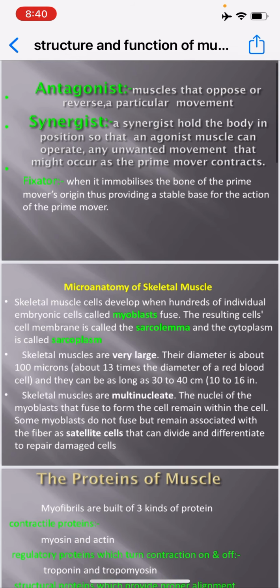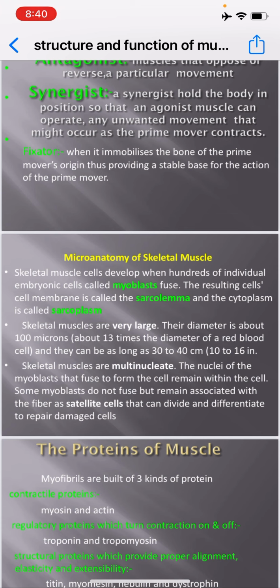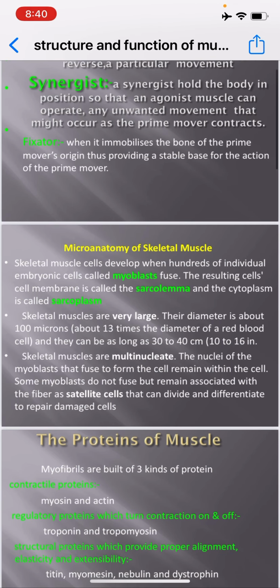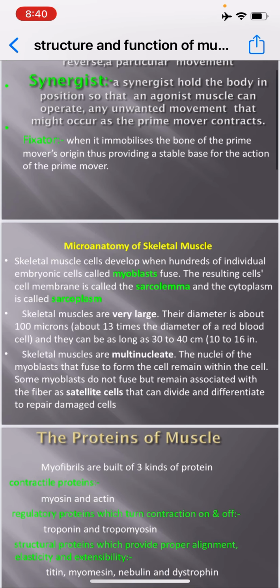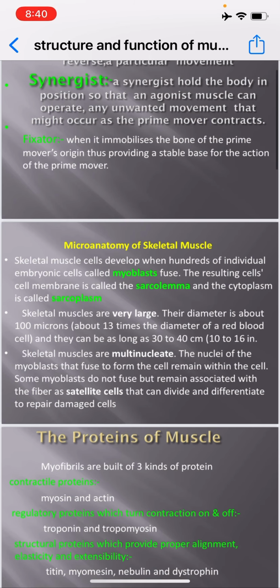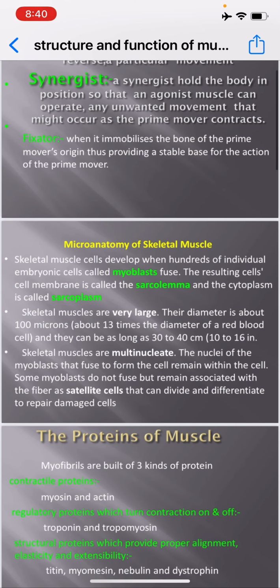Microanatomy of skeletal muscles. Skeletal muscle cells develop when hundreds of individual embryonic cells called myoblasts fuse. The resulting cell membrane is called the sarcolemma and the cytoplasm is known as the sarcoplasm. Skeletal muscles are very large. Their diameter is about 100 microns, about 13 times the diameter of an RBC, that is a red blood cell, and they can be as long as 30 to 40 centimeters, that is 10 to 16 inches.